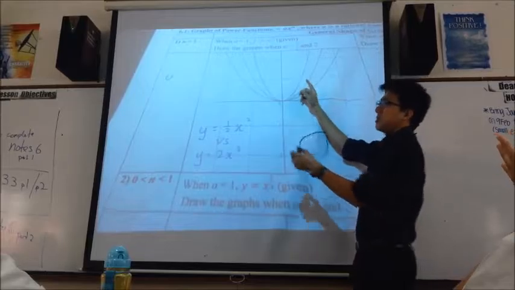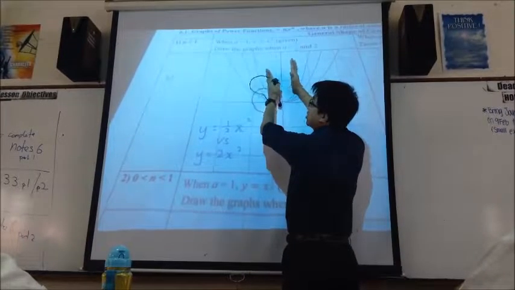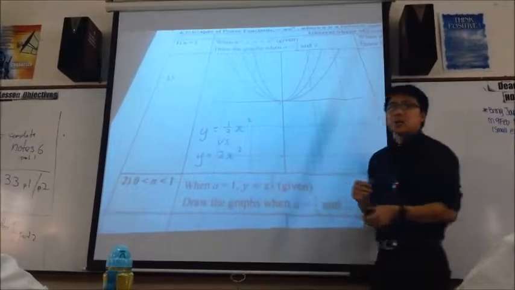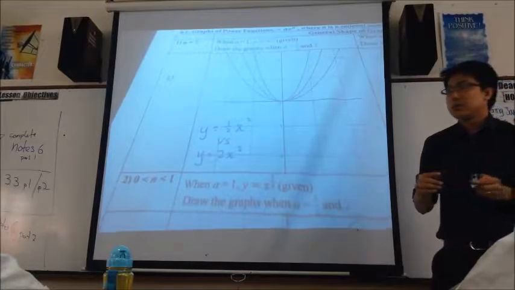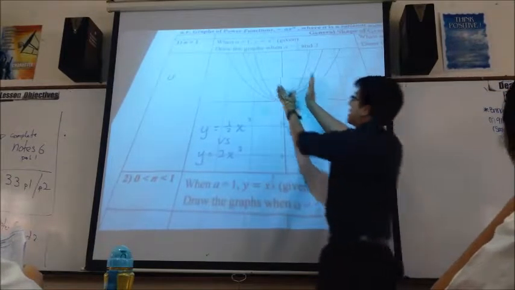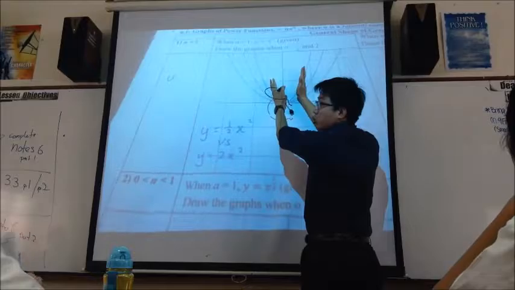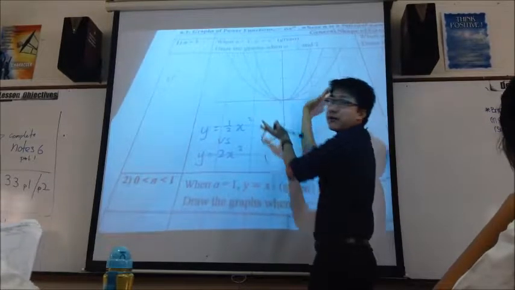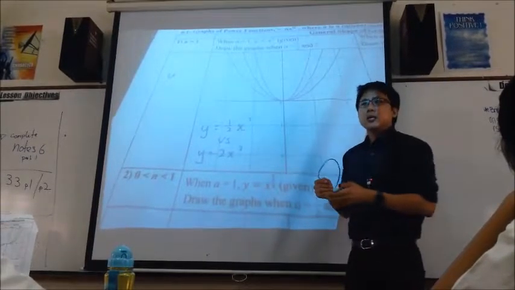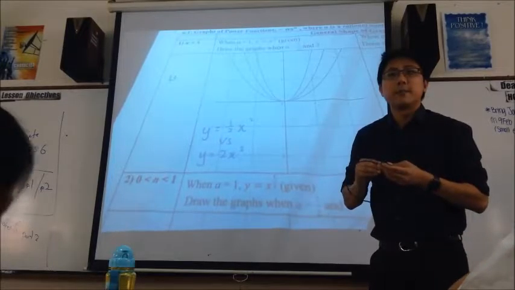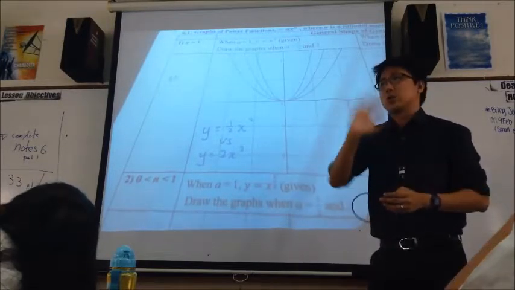You match the color, then you notice that it's either narrower or broader. So which one is narrower, which one is broader? The bigger one is broader. The narrow one is 2 or half? 2. The broader one is half. Can follow? But you say, so difficult to remember. Actually, the answer is no need to remember.